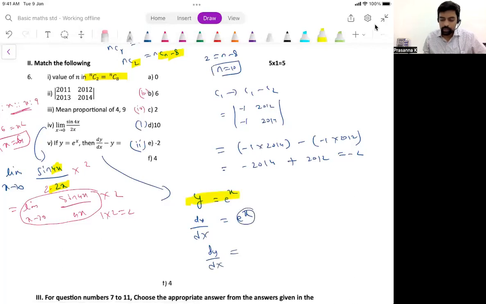See here, e power x is y, correct? So instead of e power x, I'll write y. Then I'll shift y to the other side. So if I do that, dy by dx plus y becomes minus y equals to 0. So the value is dy by dx minus y equals to 0. This is the answer for the fifth one.